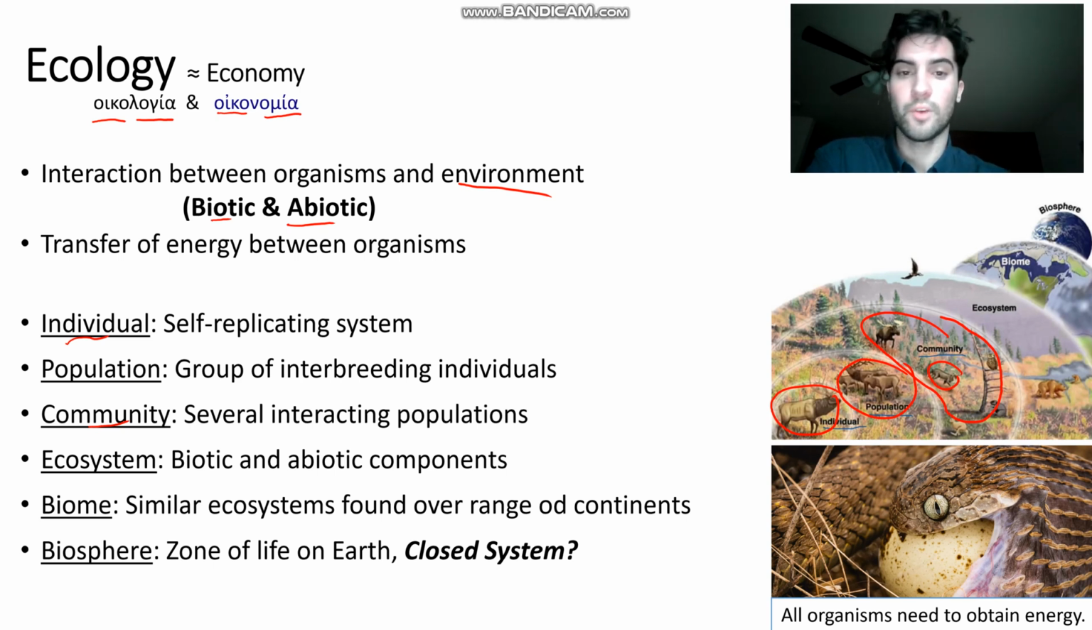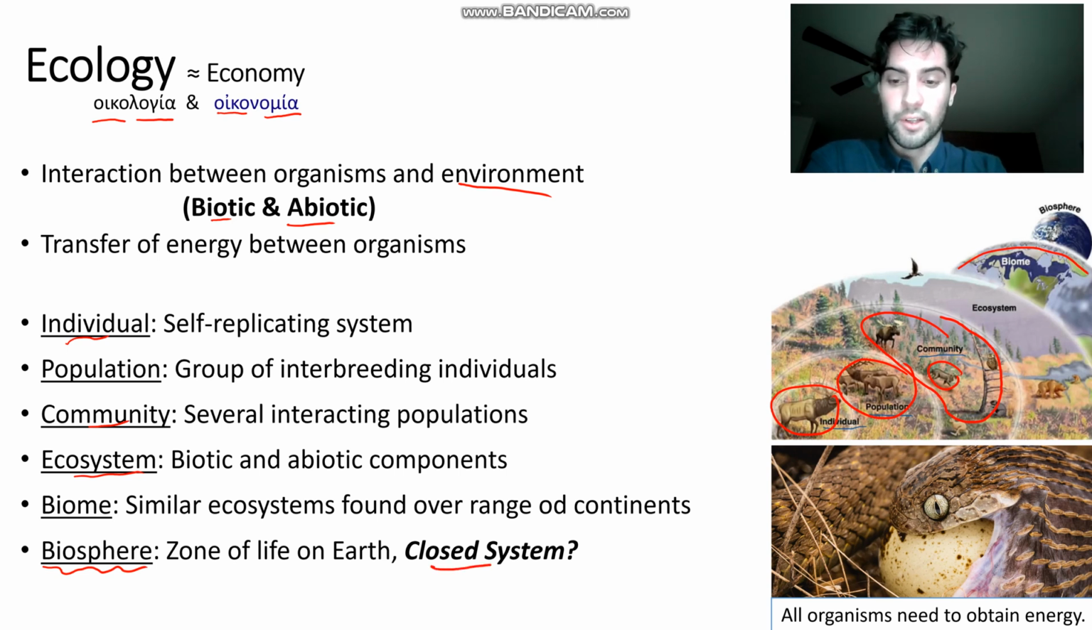And in the ecosystem we have biotic and abiotic components. The biome is basically similar to the ecosystem, but it's ecosystems that span over continents, so over large areas. And the biosphere, which we looked at previously, is more like a conceptual zone, a conceptual space, let's say. So it's all of the life that exists on planet Earth, right?